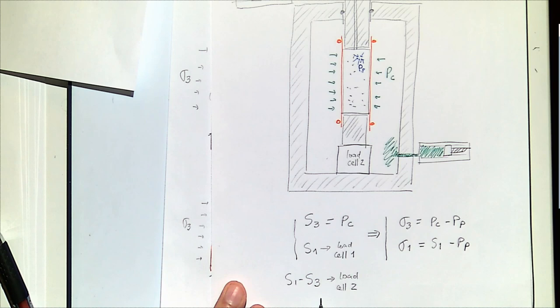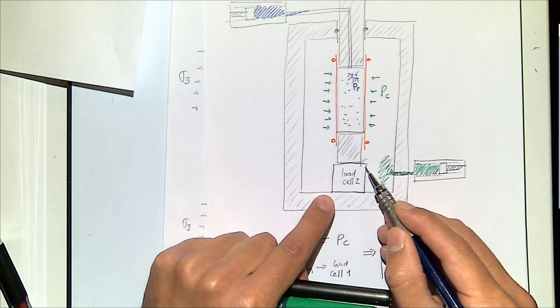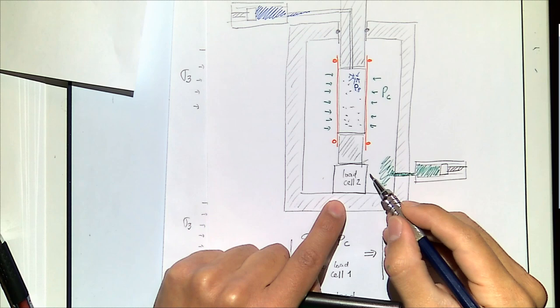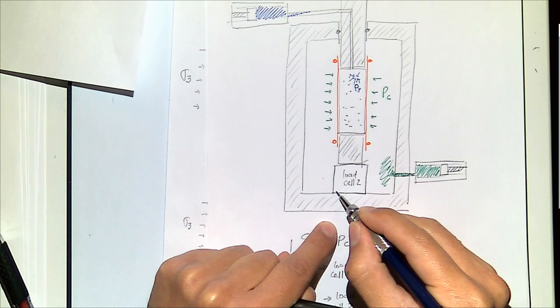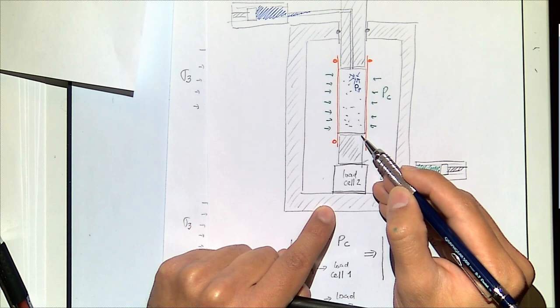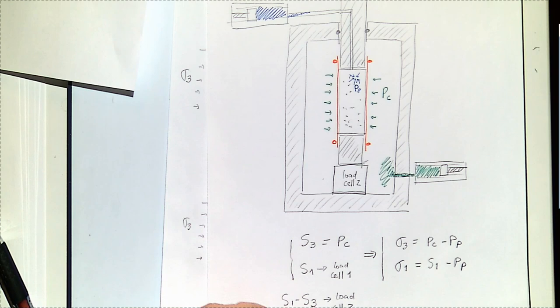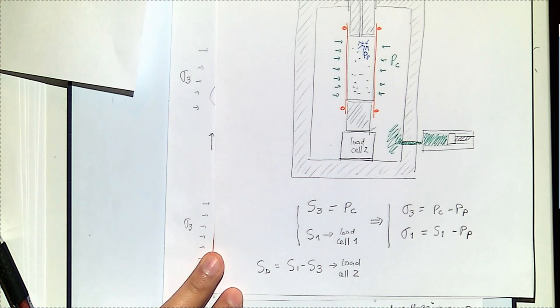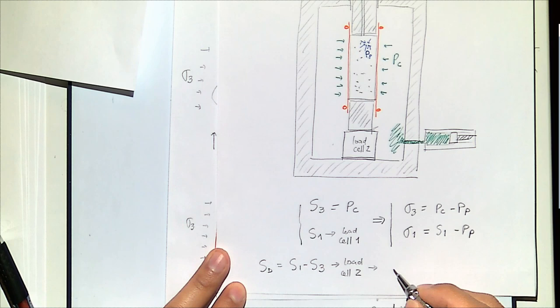Imagine that there is a gap in here. These are not touching. You could increase confining pressure as much as you want, but the load cell, which is designed to measure a very, very small shortening in this direction due to axial load, is not going to measure anything because the confining pressure is being applied all around the load cell. So you can increase confining pressure as much as you want. Load cell number two shouldn't give any reading. It's just going to give a reading when actually the rock is pushing against that. That's the only case in which you're going to get a reading. And because of that, what load cell 2 is going to measure is S1 minus S3, also called deviatoric stress. And since this is the difference, this is also equal to sigma 1 minus sigma 3, also called deviatoric effective stress.